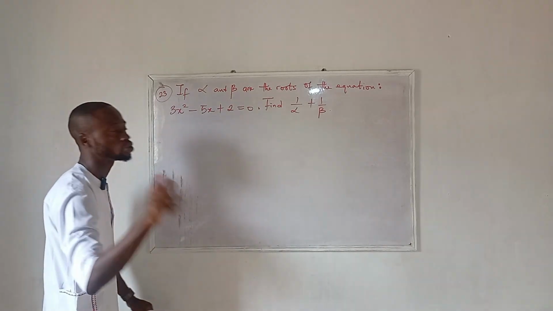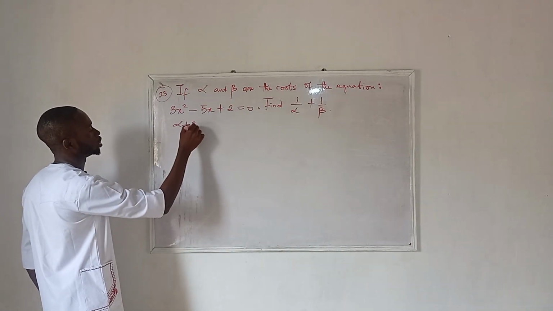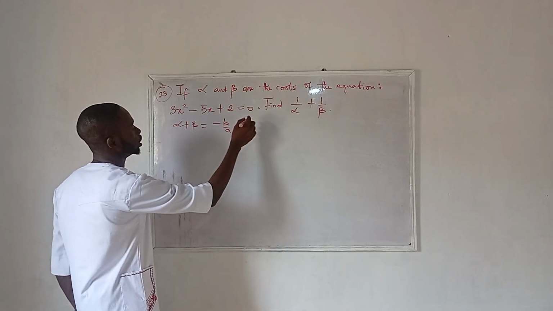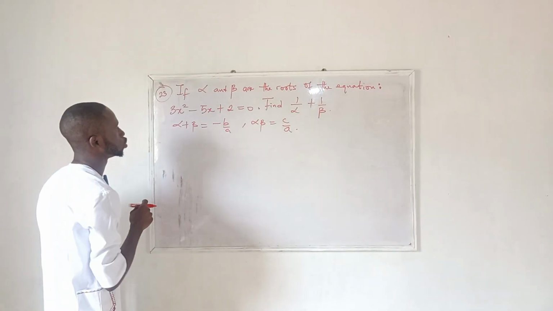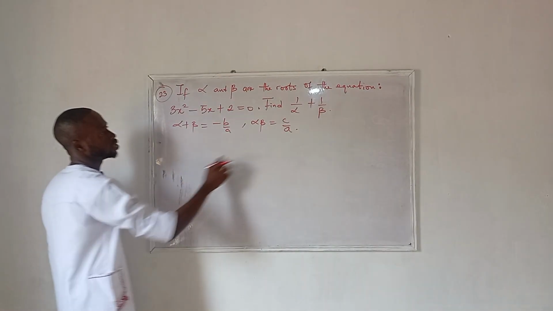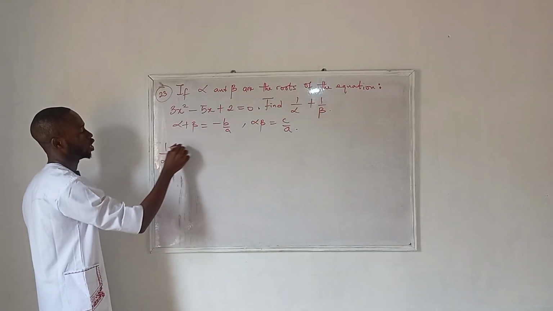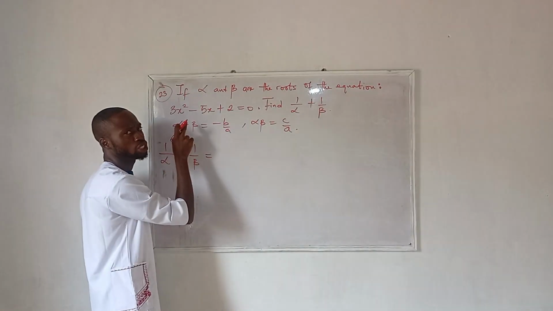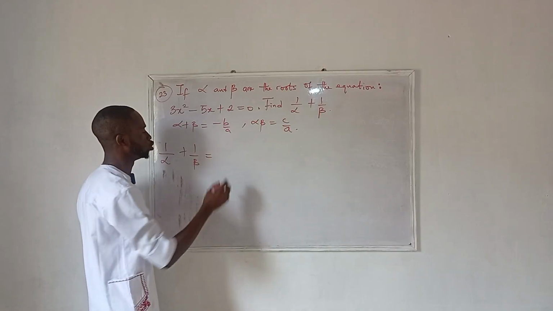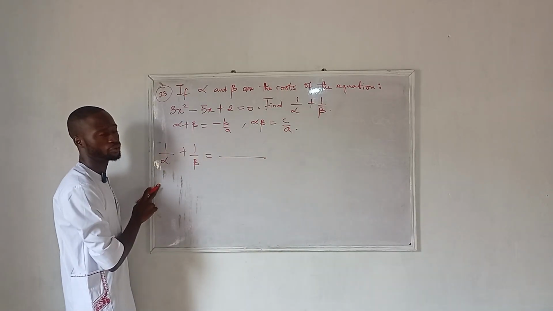So you need to remember two things. First, that alpha plus beta equals minus b over a, then alpha beta equals c over a. It's very, very important. So looking at what we are asked to find, I have 1 over alpha plus 1 over beta. I have to look for a way to simplify this so that it will have either of these, or maybe both. So what I can think of is the LCM of both denominators.